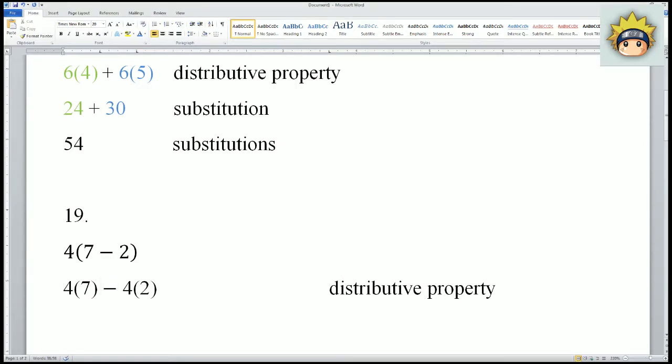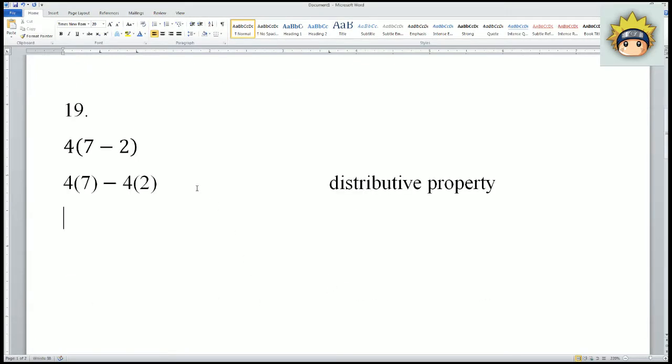Now you combine each one of the terms. 4 times 7 is 28. I can show that here. 4 times 7, this becomes 28. 4 times 2 is 8. And we call that the substitution step. Making one more substitution, 28 minus 8, that becomes 20. And that is also by the method of substitution.